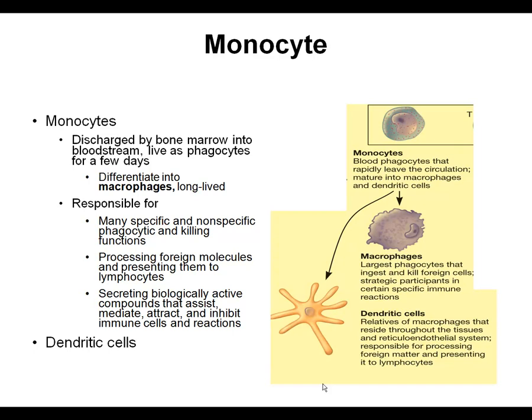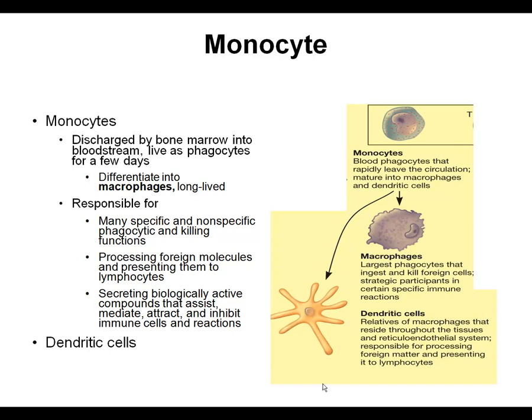The monocytes are going to be taken out from the bone marrow into the bloodstream, and these are going to live as phagocytic cells for a few days, and then they're going to differentiate into macrophages, which are going to be long-lived cells within the immune system. Their job is to be responsible for the nonspecific killing of any microbe that would get into the tissues.